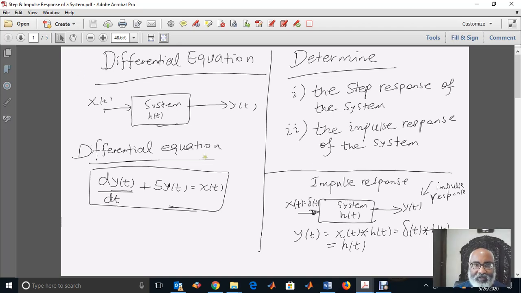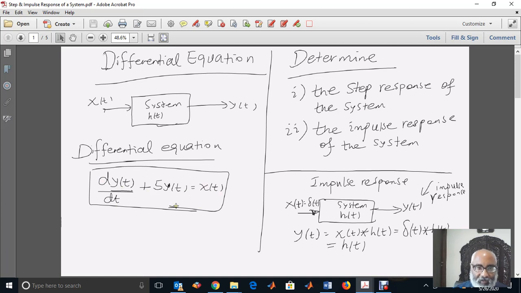Students, in this lecture video, we will discuss the step response and impulse response of a system. Basically, the problem is: if I have an input x(t) and a system with impulse response h(t) and an output y(t), and we are given a differential equation relating the input signal x(t) and the output y(t), how can we determine the step response and the impulse response of the system?